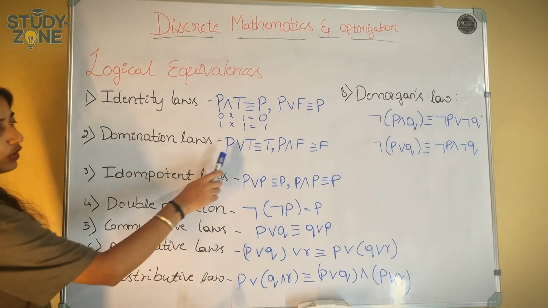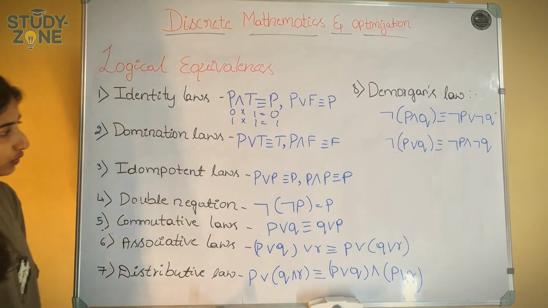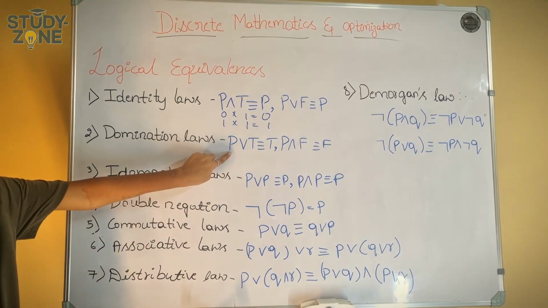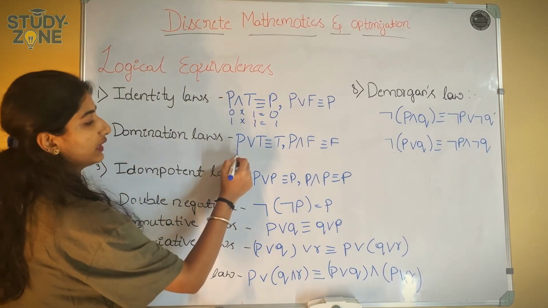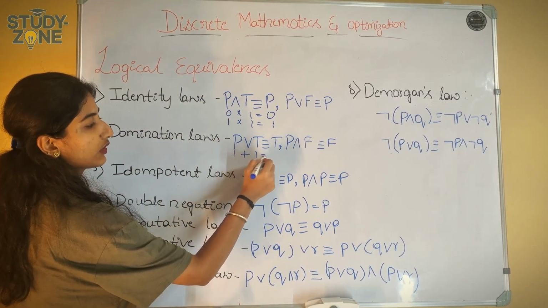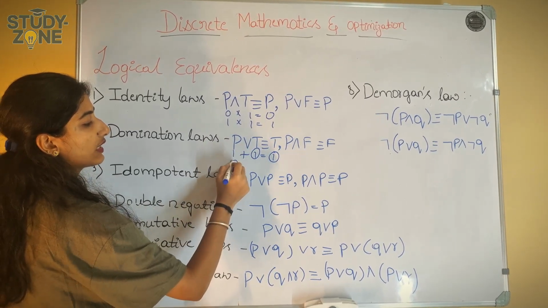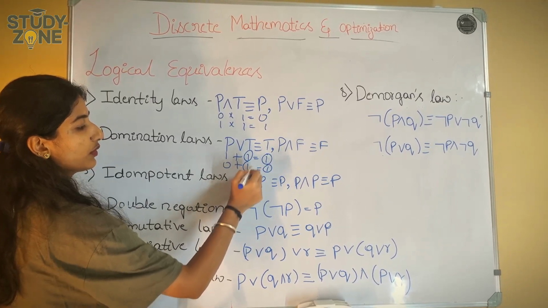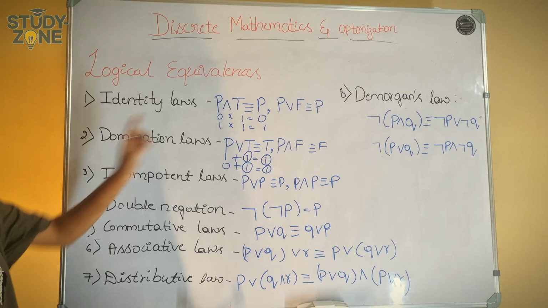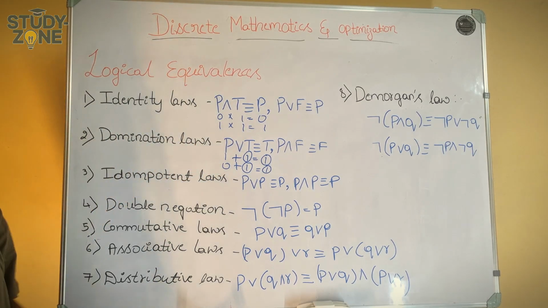In domination law, P or true is logically equivalent to true, correct? So P means 1, or which means 1 plus 1, which is equal to 1. So true, true, same. And then 0 plus 1, which is also equal to 1. So here also they are same. So here there will be domination of true. So then it is called domination laws.